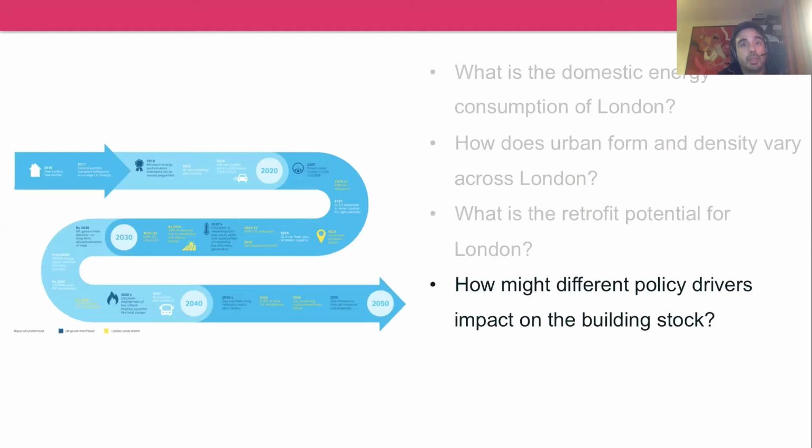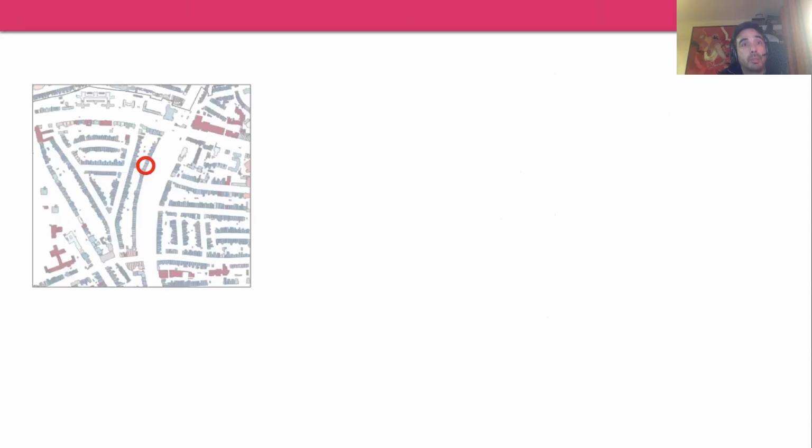So finally, talking about a bit of work that brings some of this together and wraps back to the Pathways to 2050 slide that Steve showed early on. Here we're using the building information from the EPCs in conjunction with meter energy data, as well as the geographic and form data in 3D stock, and using this all together to examine the impact of different policy drivers on domestic retrofits for London as a whole.